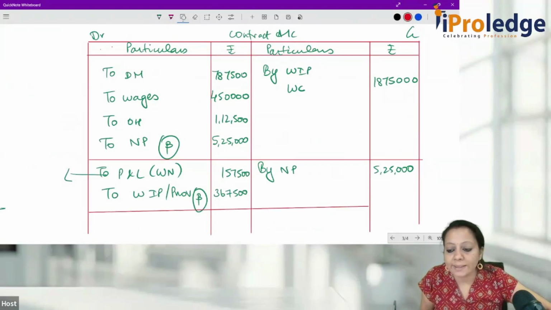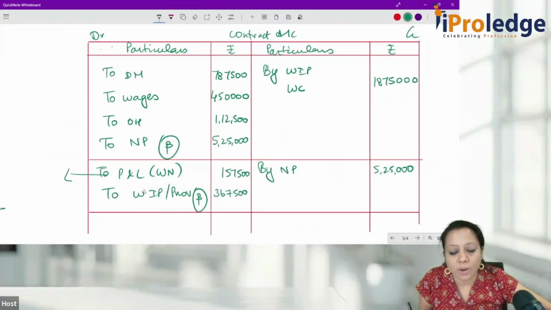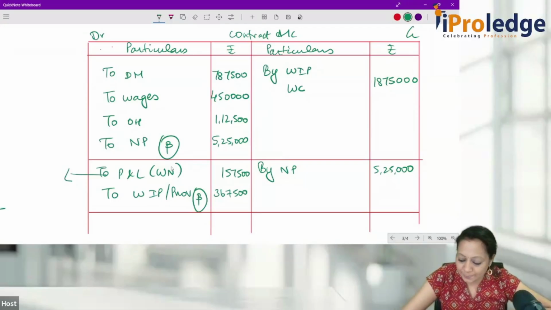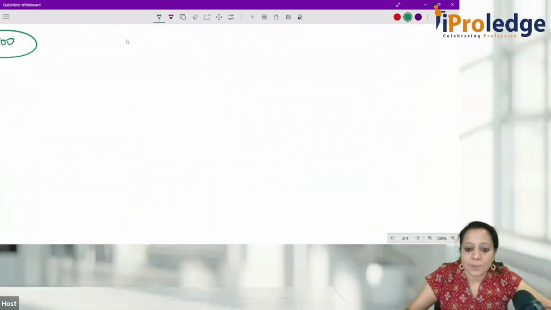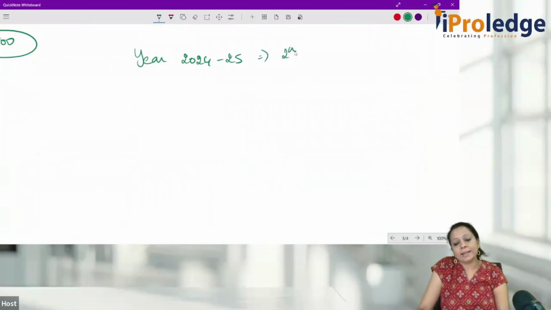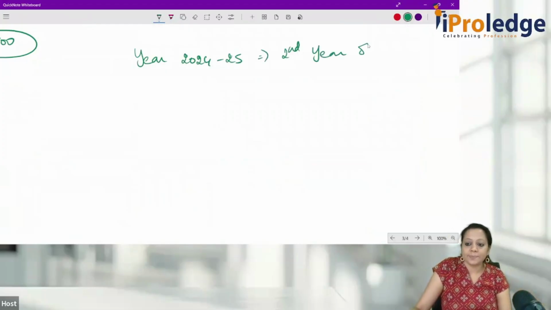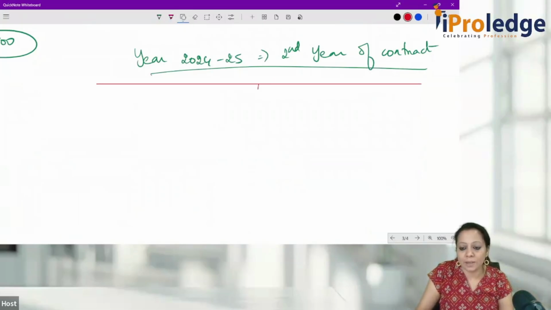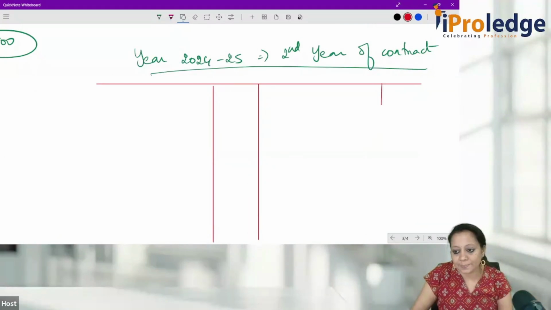Now, this is a provision or work in progress. It will be adjusted in the next year. Shall we proceed to the next year? Wonderful. So year 24 to 25 is the second year of the contract. In this year, the contract is getting completed, so the full profits will be recognized. I'll do the contractee account also after we finish the contract account.